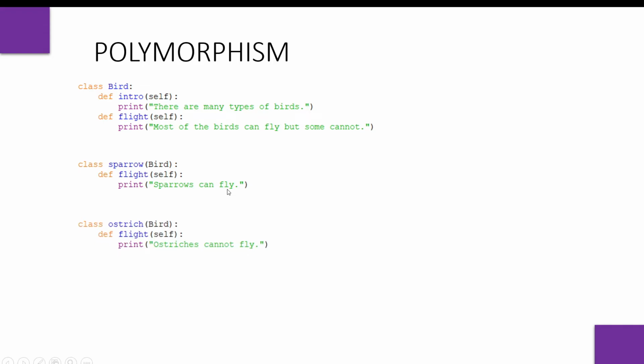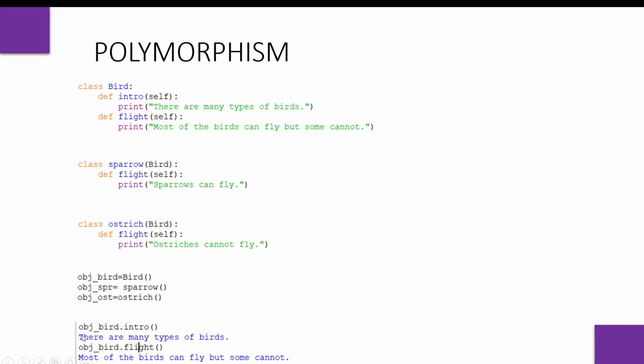Then I am creating another class ostrich. Here also the ostrich is inheriting the parent class bird. Okay, and here I am writing the flight method, and I am printing ostriches cannot fly. And then now I declare objects. So object name is equal to the class name, brackets, and so on for sparrow and ostrich as well.